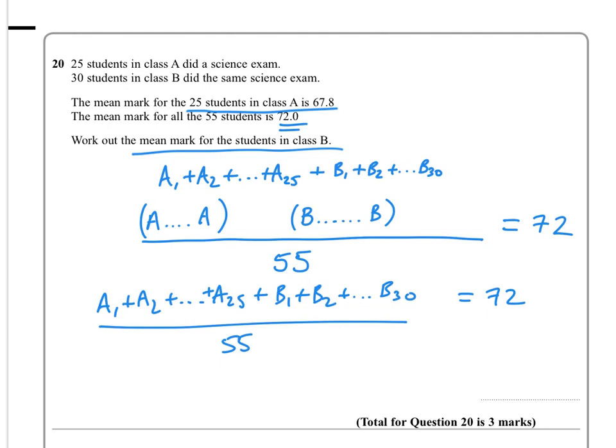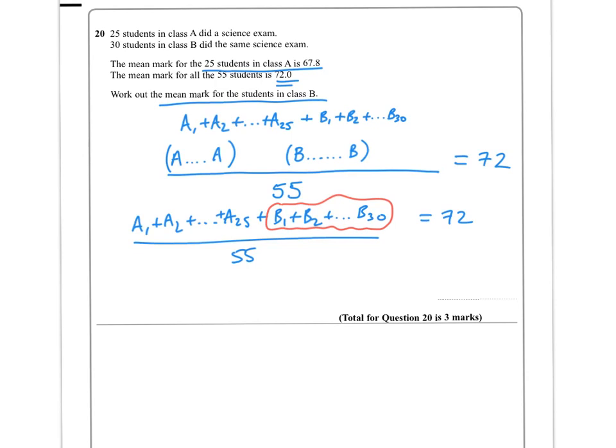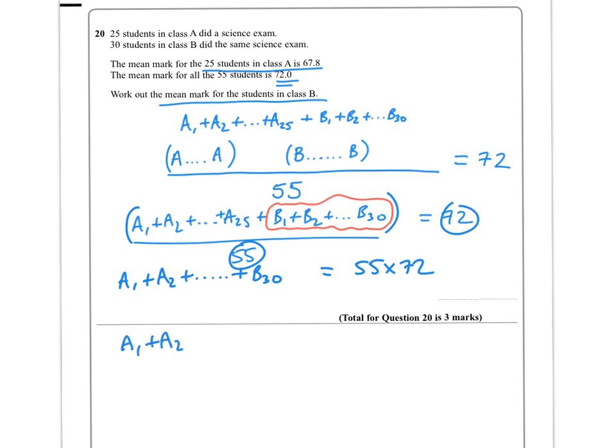Well, this is nice for the calculator because you've really got to try and focus on this set of information here because you really want to be looking at Class B. So what we can say is, we can work out what the top row is. We know that A1 plus A2 plus all the way down to B30, this whole top line here, is going to be 55 times 72, which we can work out. So 55 times 72. So we know that A1 plus A2 plus all the B students, their total marks is 3,960.